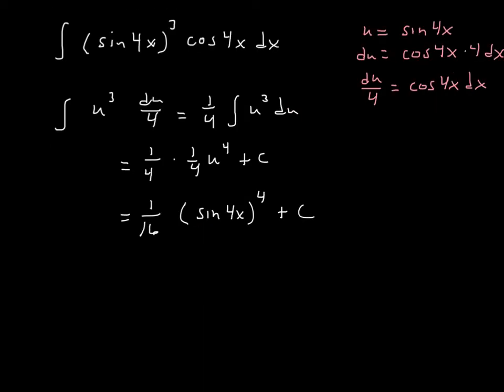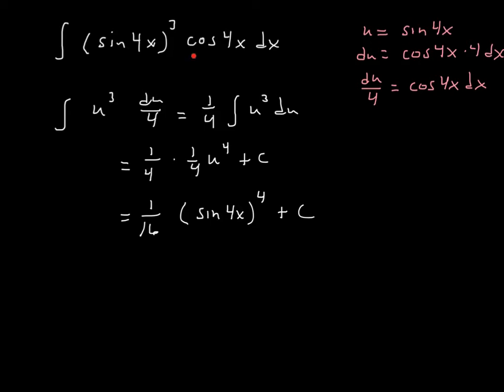Let's take a look at another problem. In this case, what I have is the integral of the sine of 4x raised to the third power times cosine of 4x dx. It's a little bit trickier on this one, but I look at this and say, well, u is the function that's inside the parentheses here. So I get u is sine of 4x.